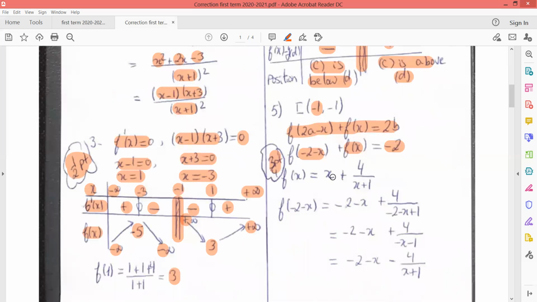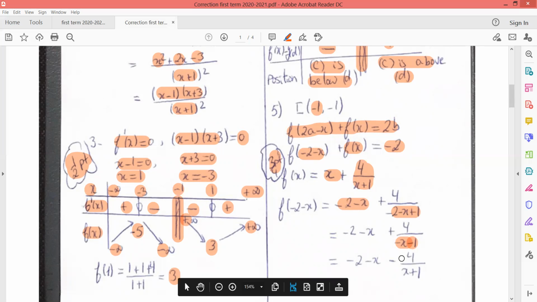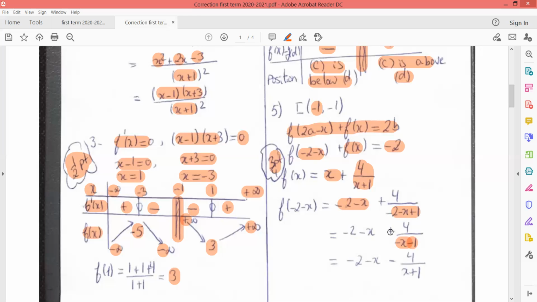So f(x) is given by this one. For f of -2 minus x, we replace each x by -2 minus x. This x we replace by -2 minus x plus 4, and this x also by -2 minus x plus 1. We get -2 minus x plus 4 in the numerator, and -2 plus 1 is -1, minus x, in the denominator. I can multiply the numerator and the denominator by negative, and it becomes -4 over x plus 1.